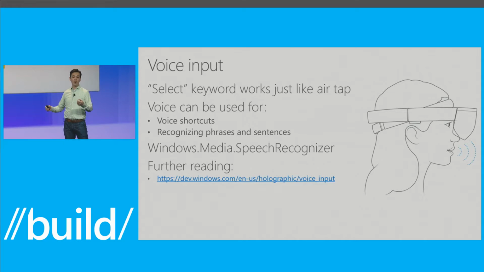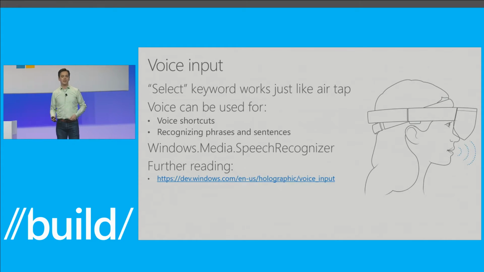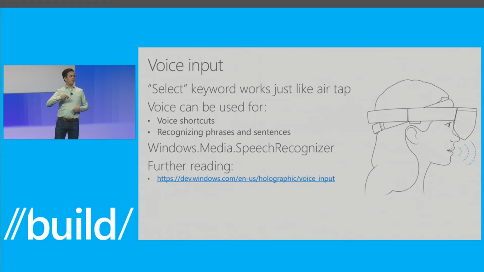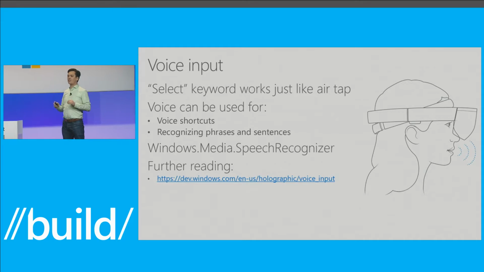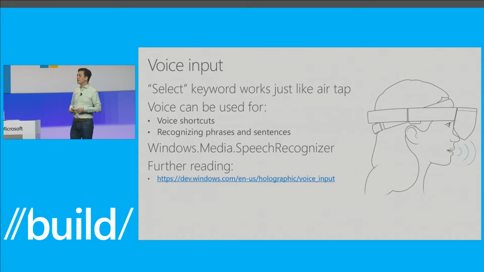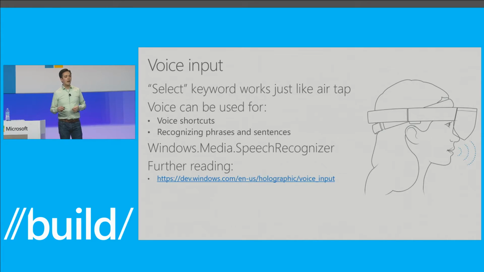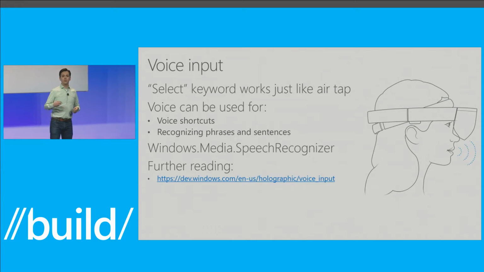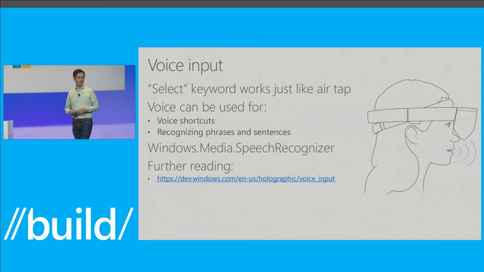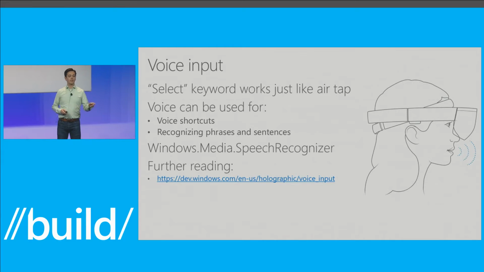So when I was working on my car, I didn't have to drop my wrenches to turn to the next page of my PDF. We also expose for you a set of voice APIs that are really great for voice shortcuts and for recognizing phrases and sentences. So if I chose to optimize my little Paint app a little bit further for HoloLens, I could have commands like bigger brush, smaller brush, green, red, and so forth. You could also use it for capturing entire sentences. This is all available for you in the Windows.Media.SpeechRecognition namespace, and there's further reading available at this link here.